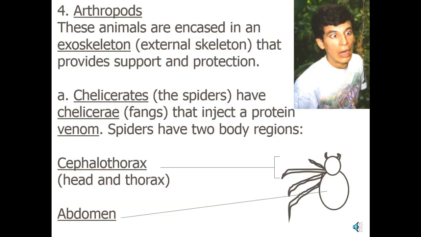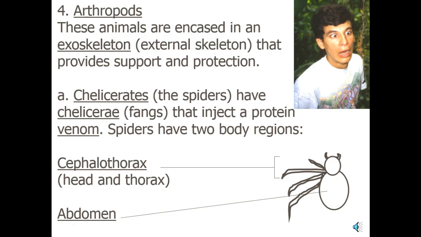Arthropods. Arthro, think of joint, and then pod means foot, so these are the jointed-foot creatures with exoskeletons that are for support and protection. Now, it works well when they're small, but if there was a giant spider the size of a car, it couldn't move because of the physics of the exoskeleton.